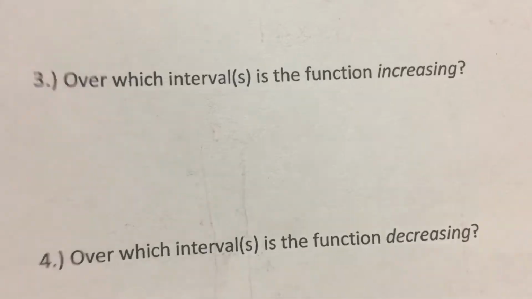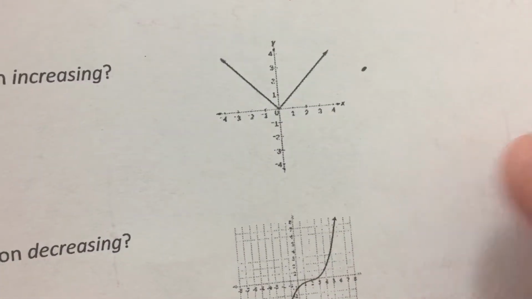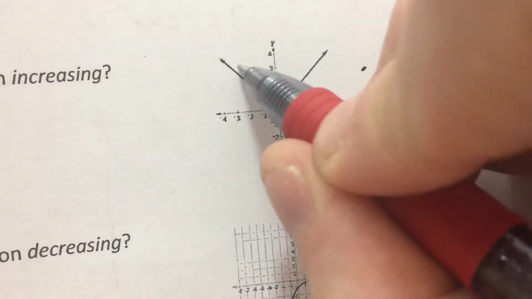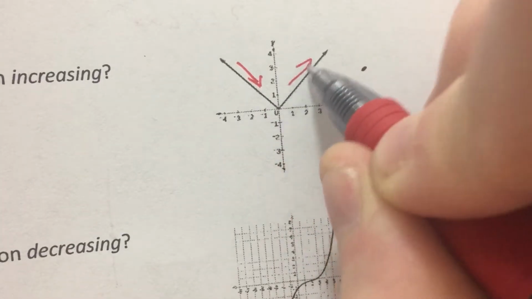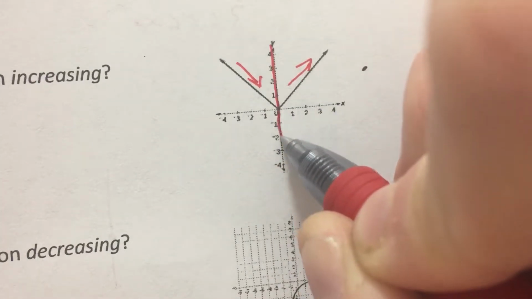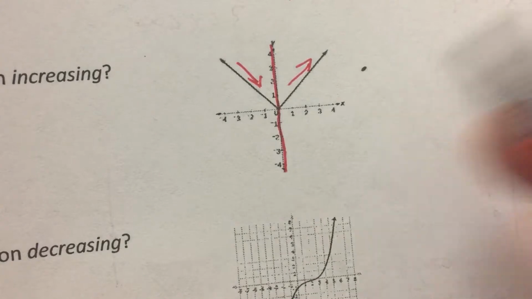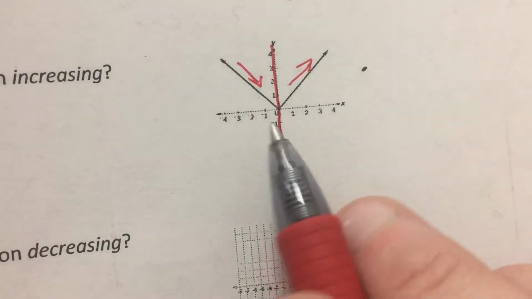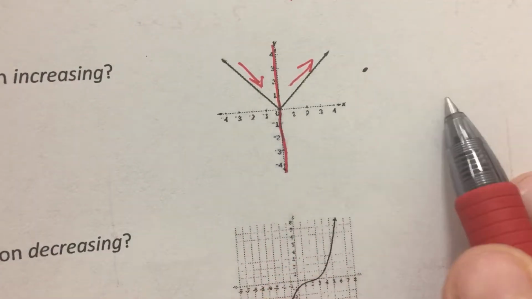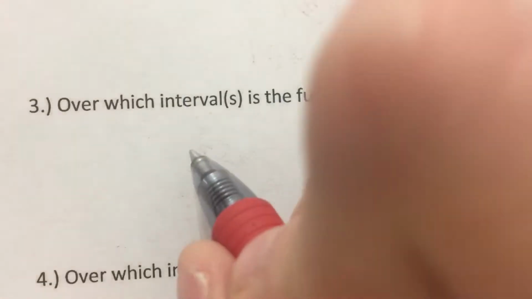Okay. Number 3, over which intervals is the function increasing? This is an absolute value function. Looks like it's going down and then it starts going up. So right here, right on the y-axis is that split, and that's where x is 0. So from 0 until positive infinity, we're increasing.